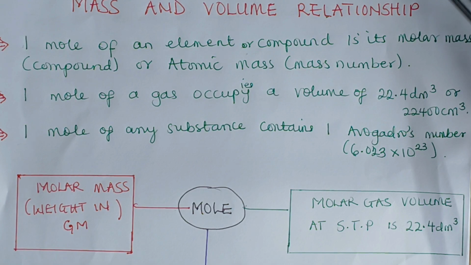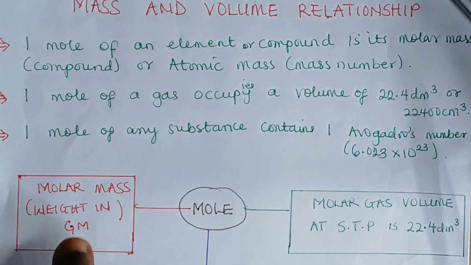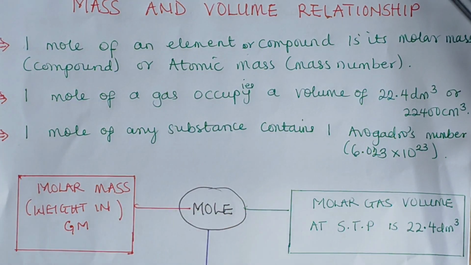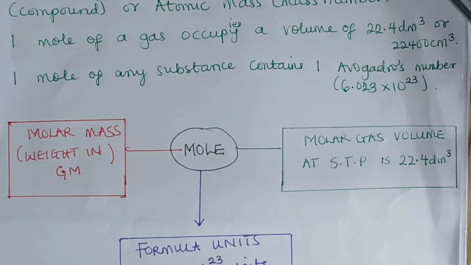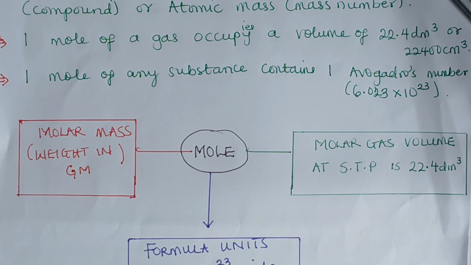We really need to know, based on this chart, the relationship between mole and molar mass, mole and formula unit, mole and molar volume of gas. And from there, we need to know the definition of mole first. What is a mole? 1 mole of a substance is the amount containing as many elementary entities as the number of atoms in exactly 12 grams of carbon.